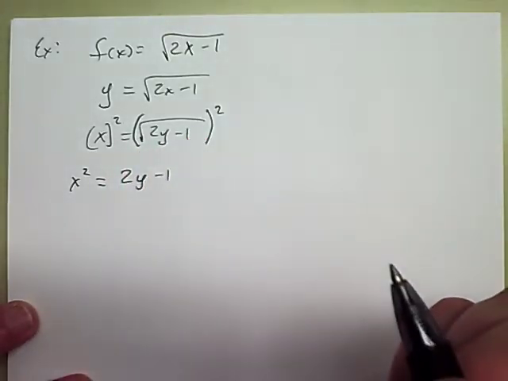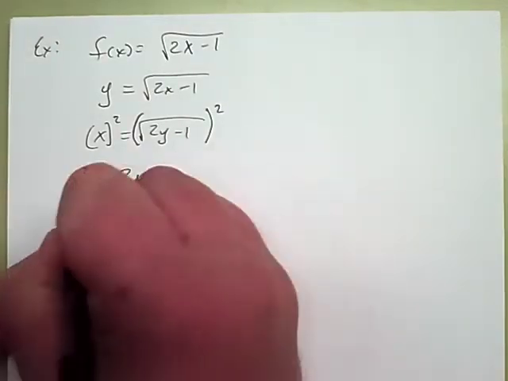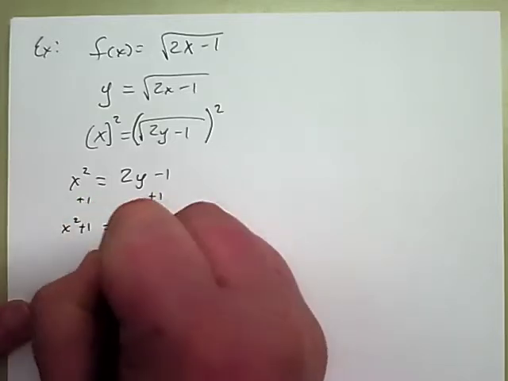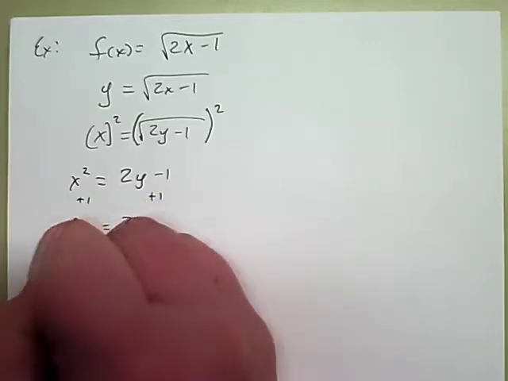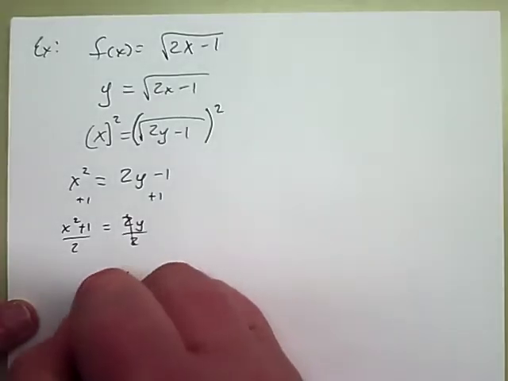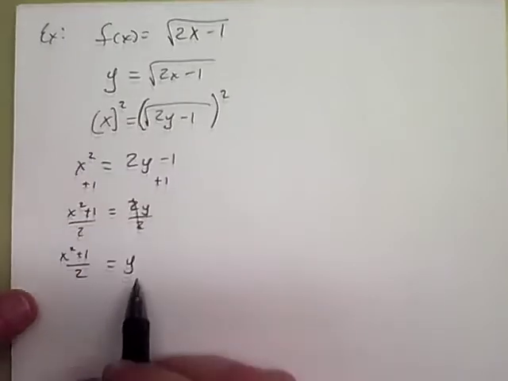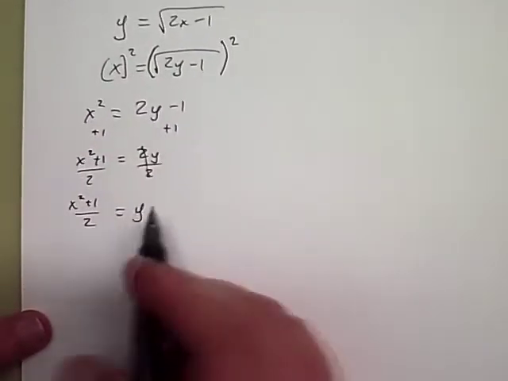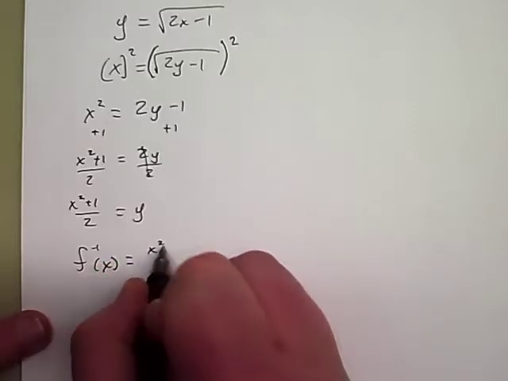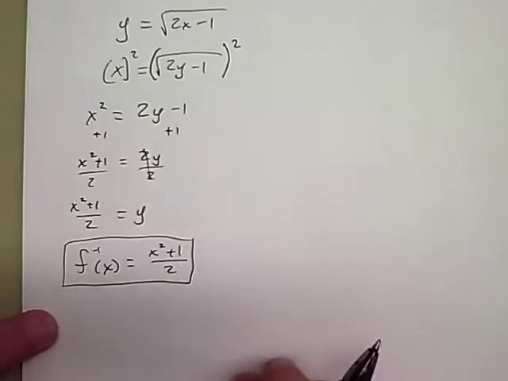And now I'm just going to continue solving for y, just like we saw in the last problem. This one's not going to be so terribly difficult. And then we divide by 2. All right, and now I get y by itself. And again, the last thing I want to do is replace y with f inverse of x. So x squared plus 1 all over 2.